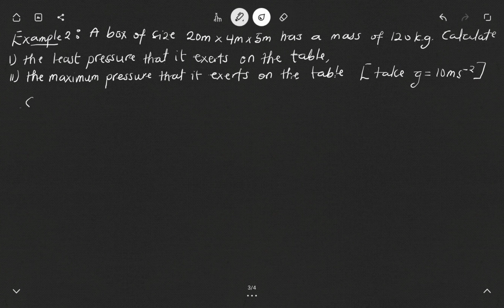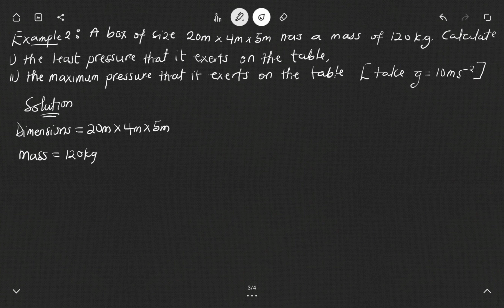So let's write down our solution. We have a box of size, let's write down the dimensions. So the dimensions are 20 meters, 4 meters, 5 meters. Luckily we were given the dimensions in meters, so we don't need to convert again. And then we have a mass. The mass is equal to 120 kilogram. We're told to calculate the least pressure and the maximum pressure, and we're given gravity to be 10 meters per second squared.